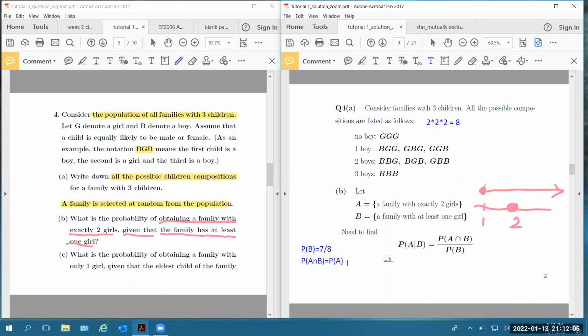And then, of course, you just look at the probability of A. Exactly 2 girls, meaning 1 boy. So you just look at the 1 boy case. There are 3 cases. So that means 3 out of 8. Is it okay? All right, so you have found the numerator and denominator, and then you just put them in here, and you will get the answer. All right, so that is part B. Okay, any questions?